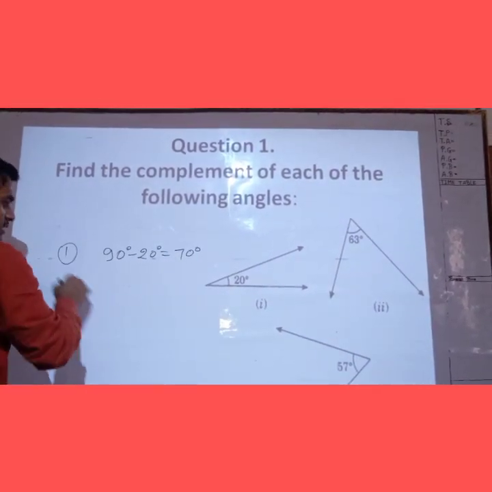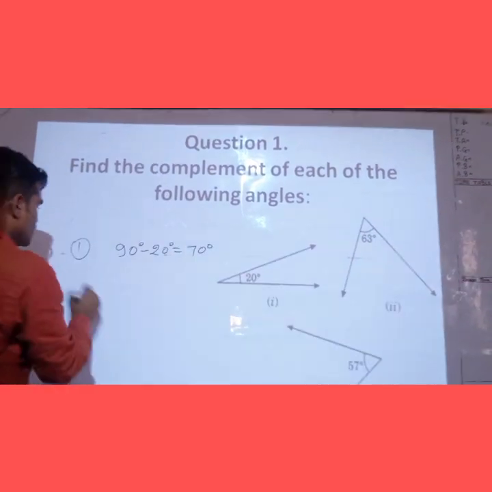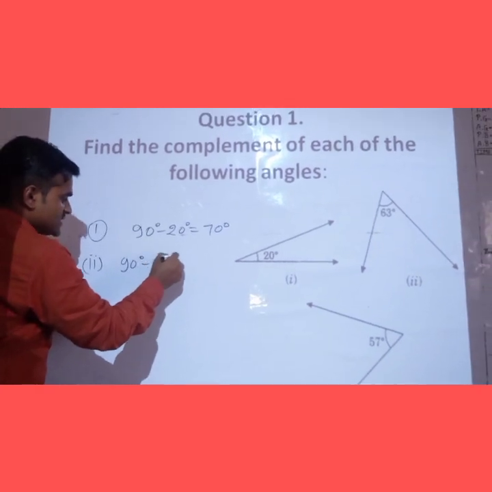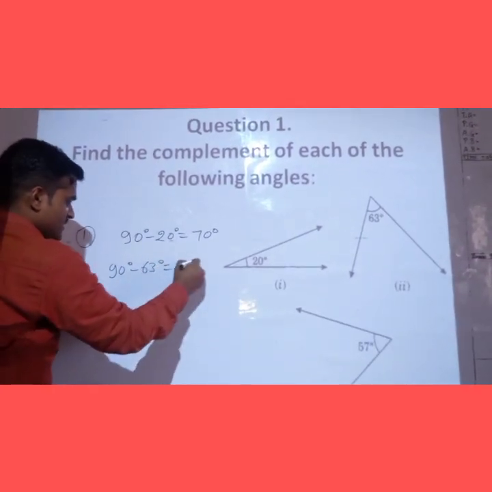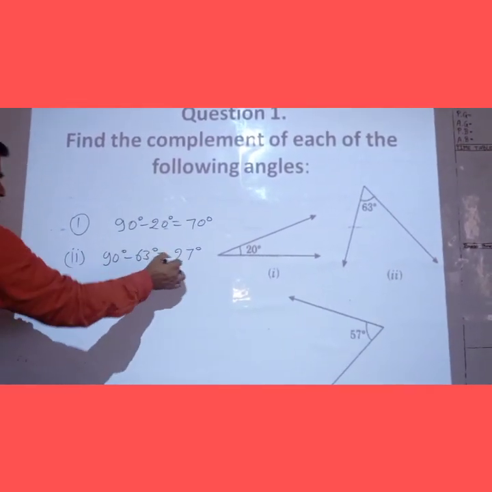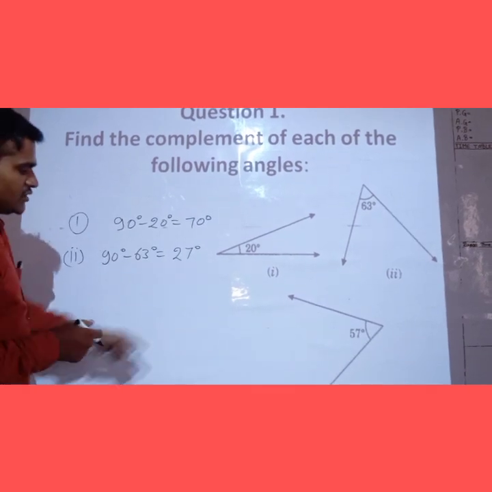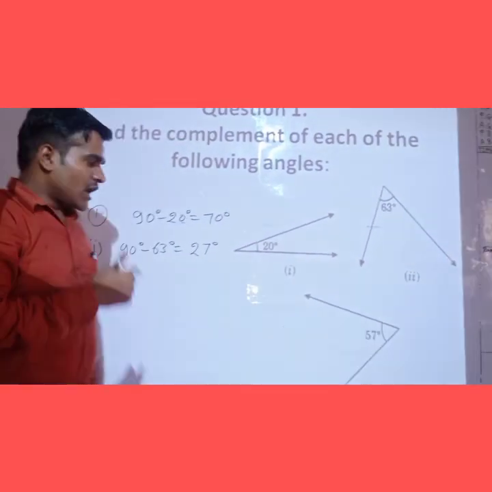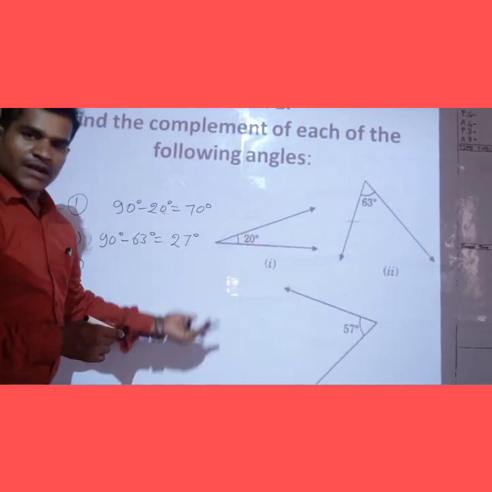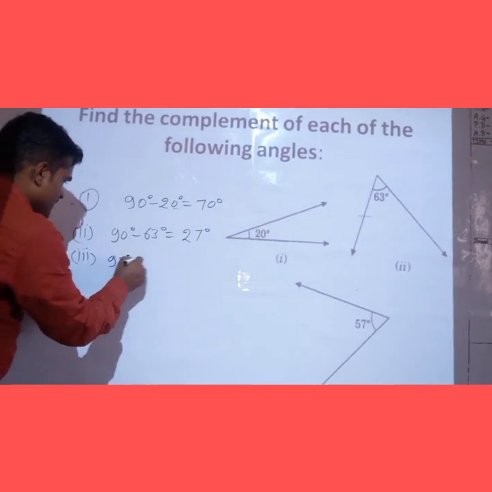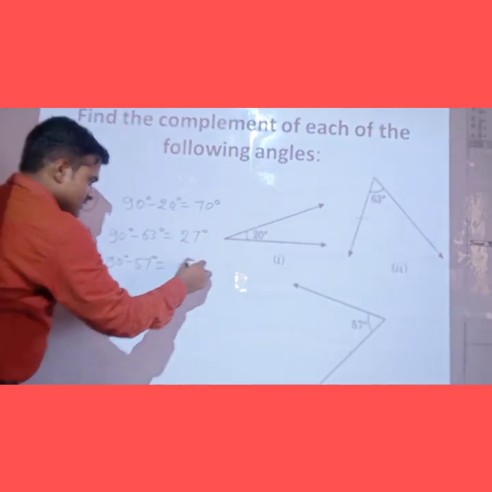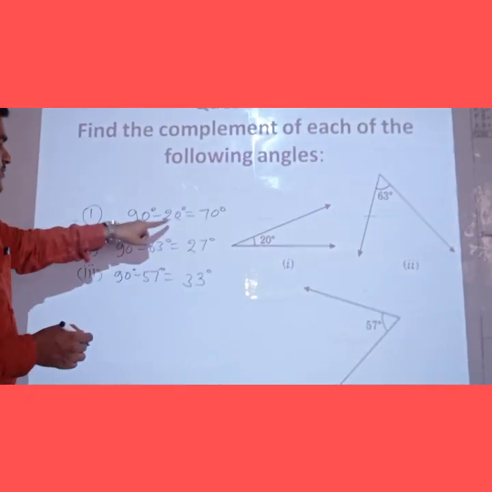Okay, this is the first. Like this, for the second one we have to find the complement of 63 degrees. So 90 degrees minus 63 degrees is equal to 27 degrees. So this is the complement of 63 degrees. Like that you can find the complement of 57 degrees. How do you find it? Subtract 57 from 90. So 90 degrees minus 57 degrees is equal to 33 degrees.